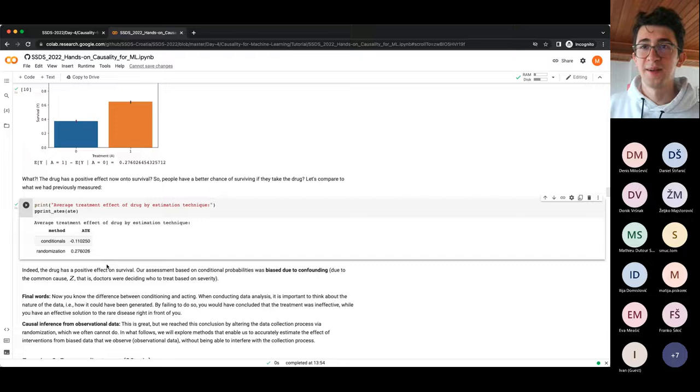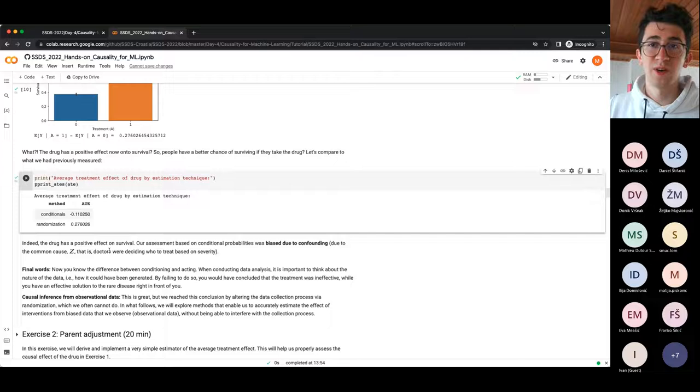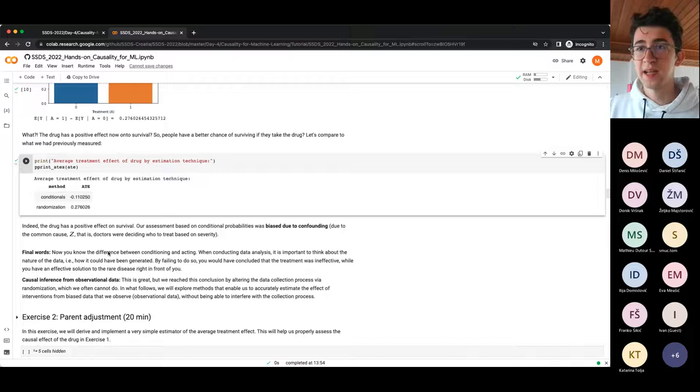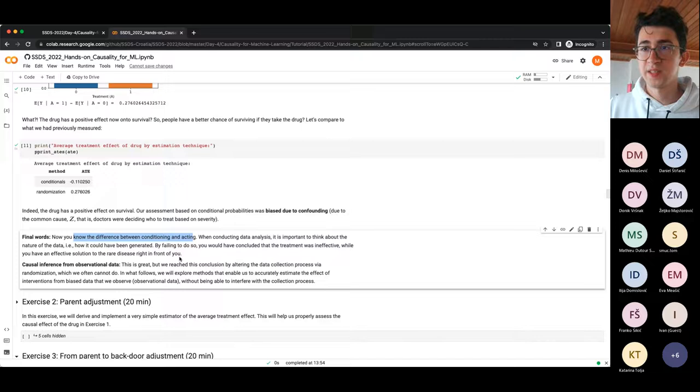That essentially we look at the treatment overall and it looks like it's having a bad effect, but then you look at each of the separate groups themselves and you conclude it's actually working better. So that's the difference really between conditioning and acting with or intervening, which is crucial to causality.